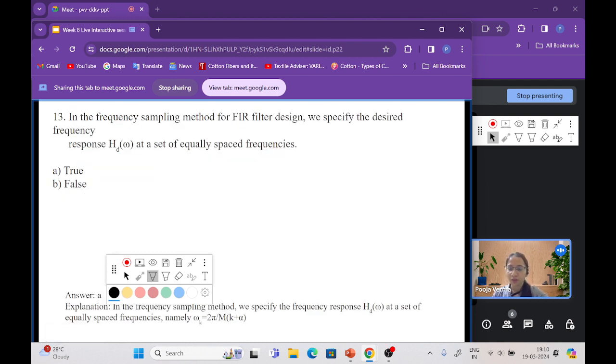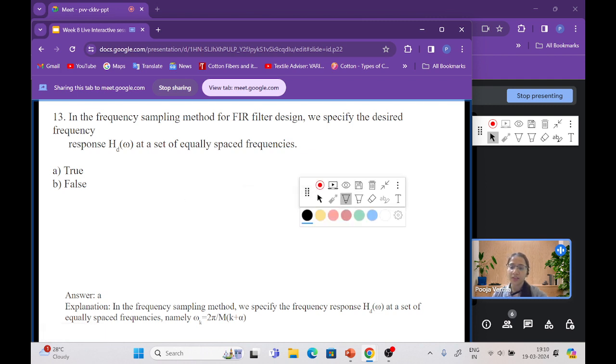Okay, moving to the next question. In the frequency sampling method for FIR filter design, please specify the desired frequency response H_d(omega) at a set of equally spaced frequencies. Is it true or false? So the question is, in the frequency sampling method for FIR filter design, we specify the desired frequency response H_d(omega) at a set of equally spaced frequencies.